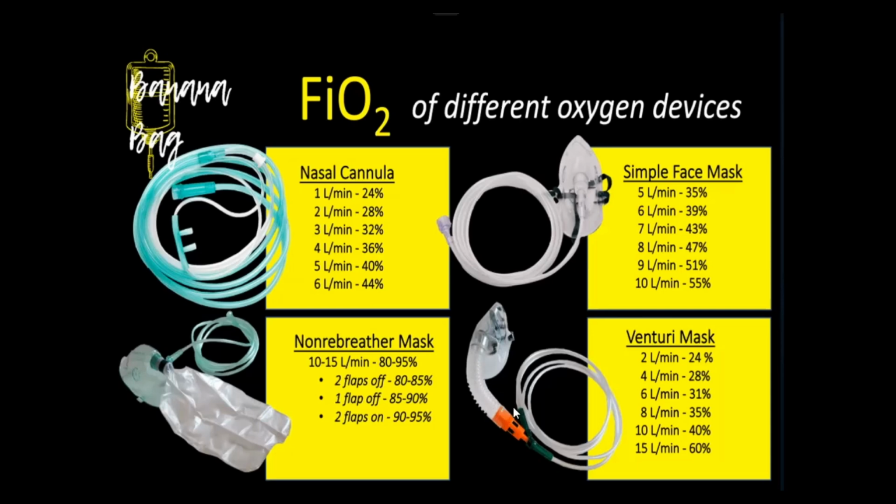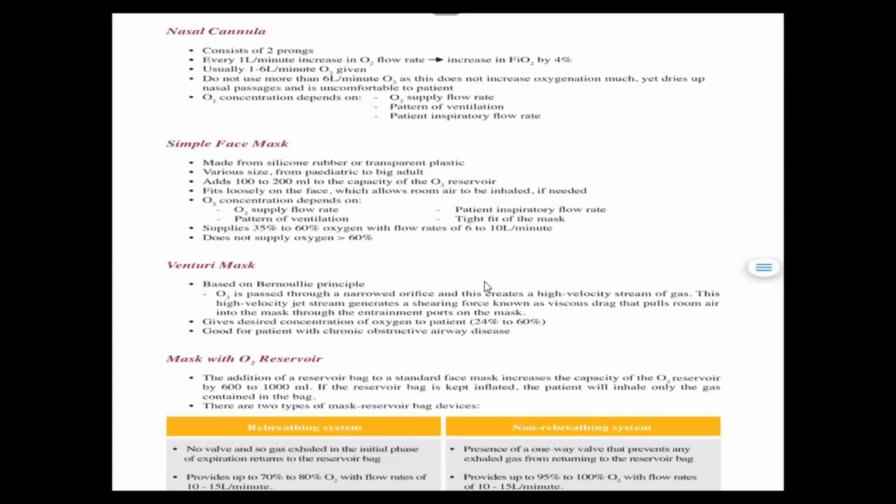In terms of this valve, it is meant for a 60% Venturi mask. Only 40% of the air will entrain, sucked in like vacuumed in. So diluting the 100% oxygen from the tubing to 40% here. That's how it works. Okay.